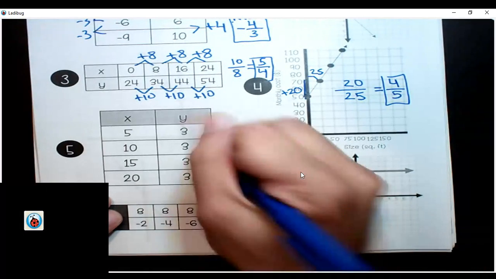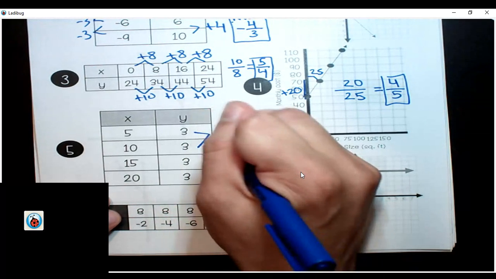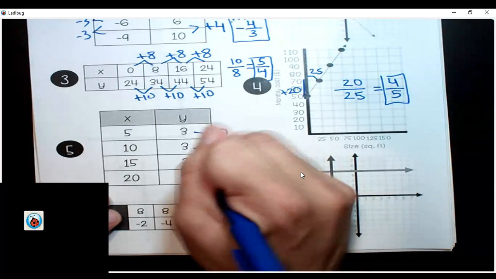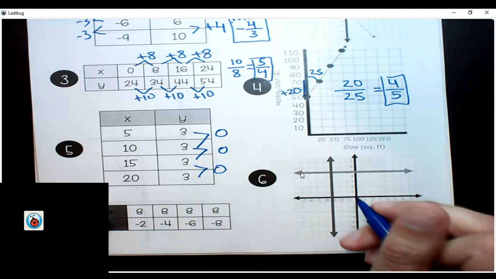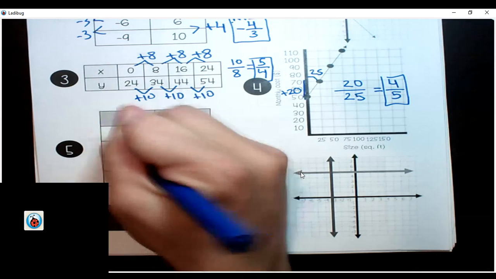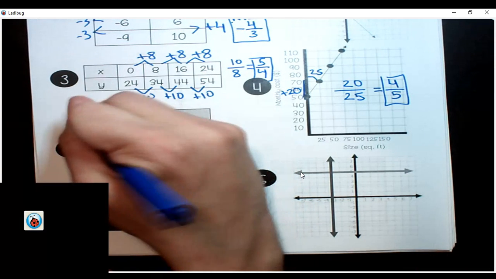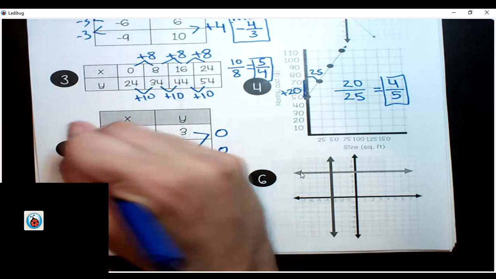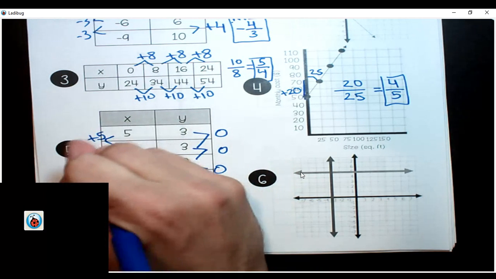All right, so we have here to here, 3 to 3, that's 0. 3 to 3, 0, 3 to 3, 0. So we have 3's on all the y coordinates. Moving from 5 to 10, we get plus 5. That's adding 5, and that's also adding 5.